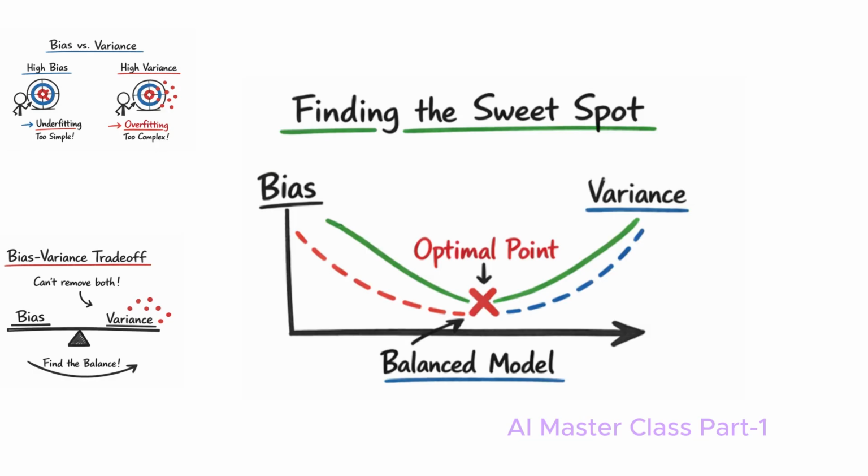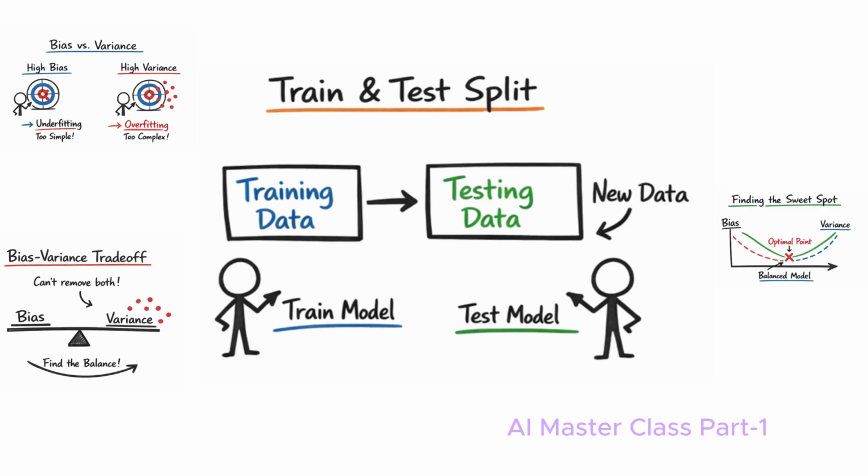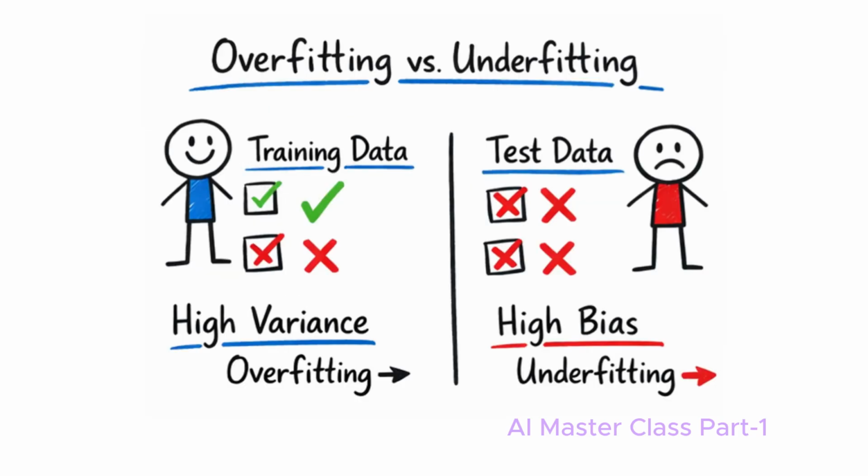Now, to handle and validate this balance, we usually split the data into two parts, training and testing. We train the model on one part and then test it on the data it has never seen before. If the model performs well on the training data but poorly on the test data, that's a clear sign of high variance or overfitting. And if it performs poorly on both, that usually means high bias or underfitting.